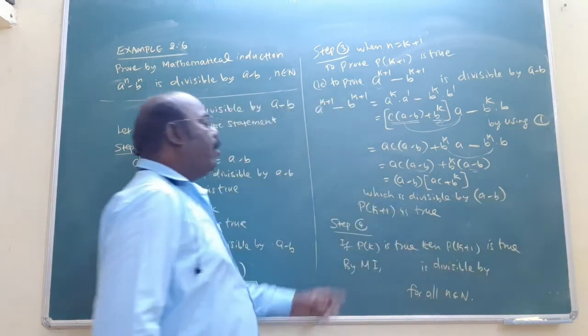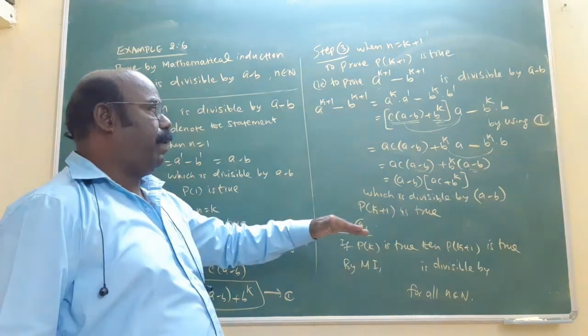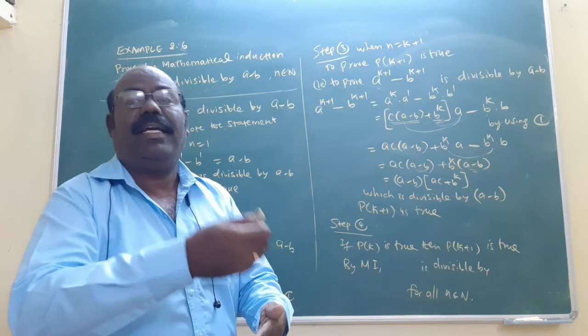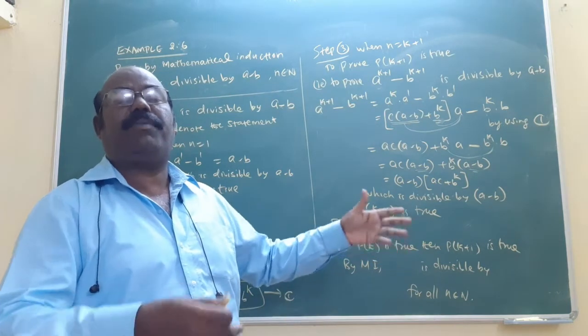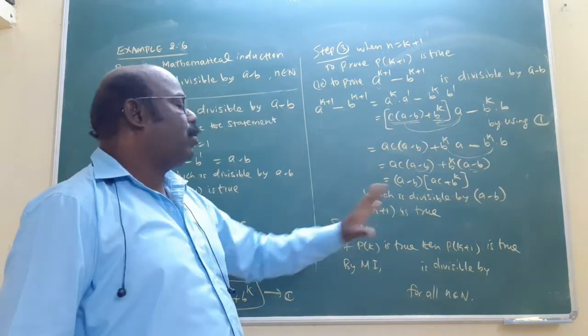That's why P of k is true. You want to prove divisibility by a minus b, meaning this term is a minus b into something. Automatically a minus b divided by a minus b means a minus b cancels, no? That's why this is divisible by a minus b. P of k plus 1 is true.